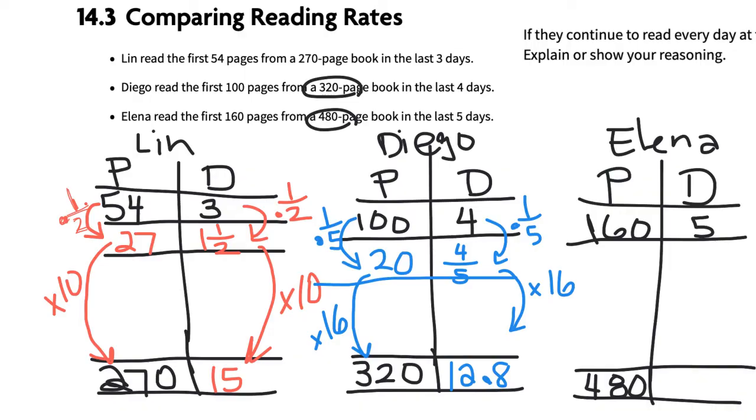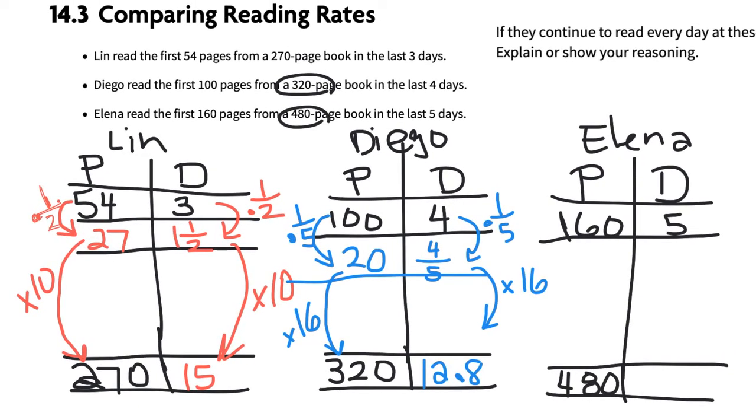And now we're ready for our last person, Elena. Oh, this one's pretty straightforward. I could just multiply by 3. 160 times 3 gives me 480. So 5 times 3 gives me 15.